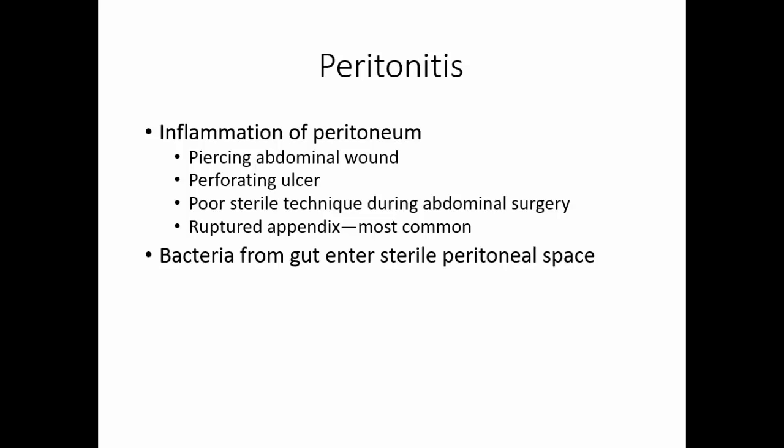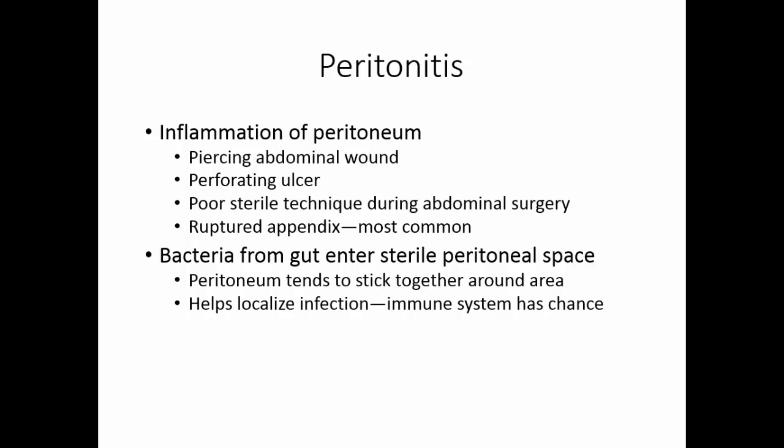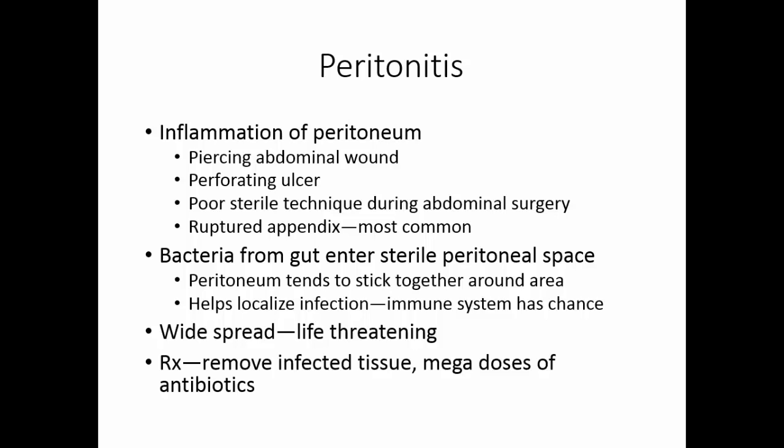In any of these situations, bacteria from the gut enter the sterile peritoneal space. Now, the peritoneum tends to stick together around the area that's been damaged, and that sort of walls off the infection, helping to localize it. This gives the immune system a chance to come in and try to contain it. However, if that doesn't work and the peritonitis becomes widespread, this is a life-threatening infection. The treatment is to remove the infected tissue and then give megadoses of antibiotics.